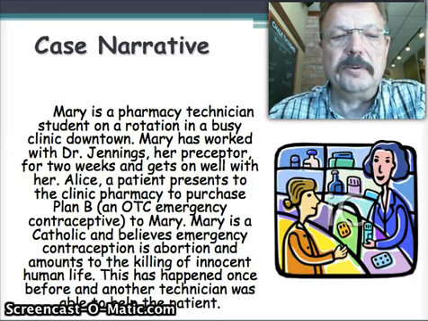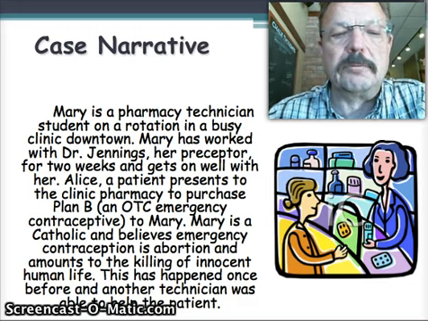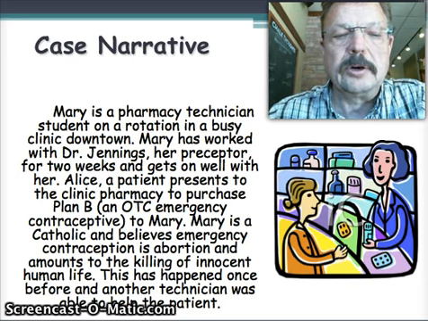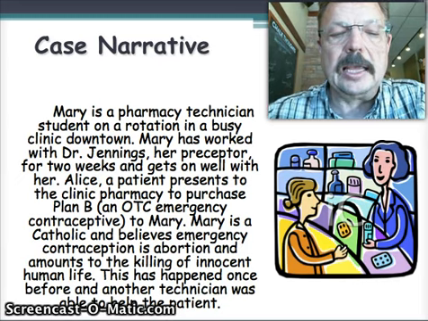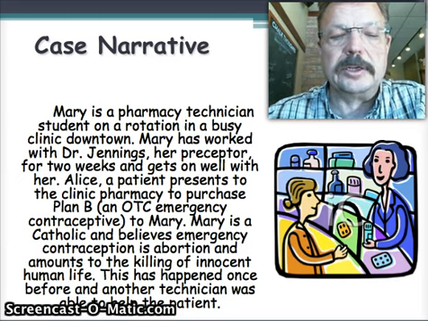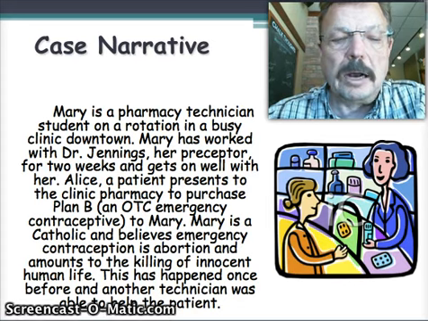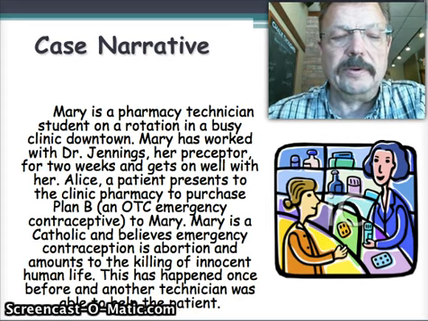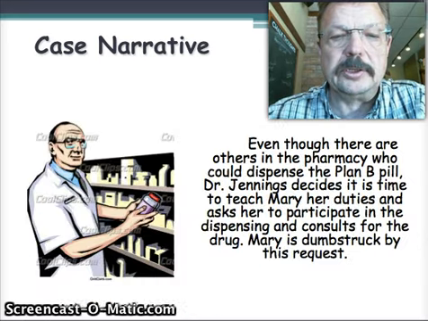The case narrative: Mary is a pharmacy technician student on a rotation in a busy clinic downtown. Mary has worked with Dr. Jennings, her preceptor, for 2 weeks and gets on well with her. Alice, a patient, presents to the clinic pharmacy to purchase Plan B, an OTC emergency contraceptive, from Mary. Mary is a Catholic and believes emergency contraception is abortion and amounts to the killing of an innocent human life. This has happened once before. Another technician was able to help the patient.